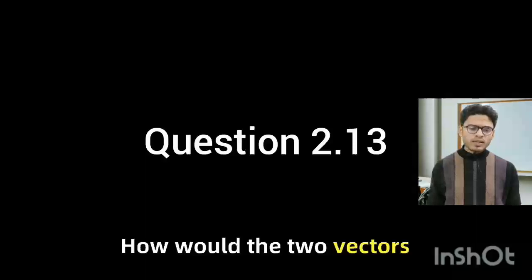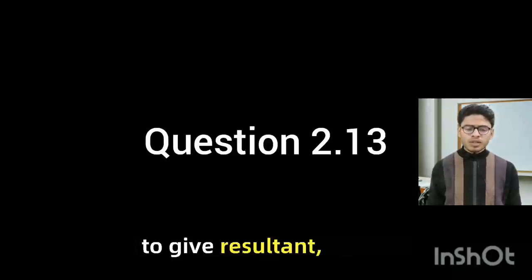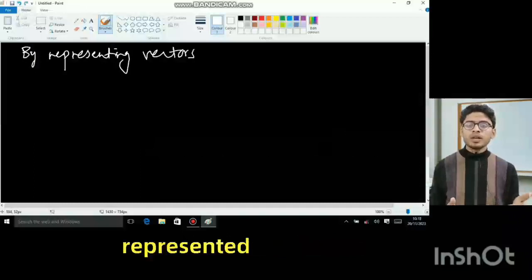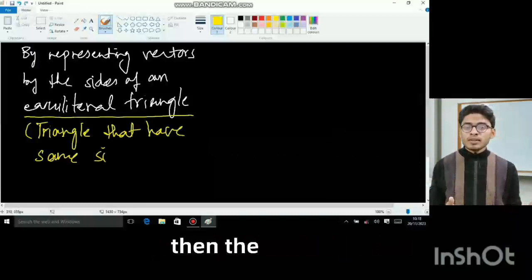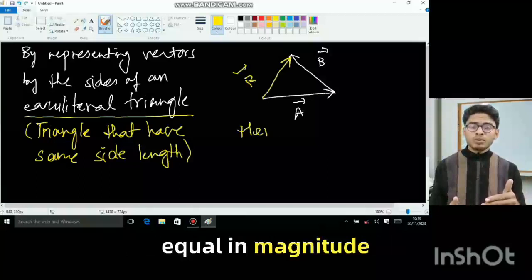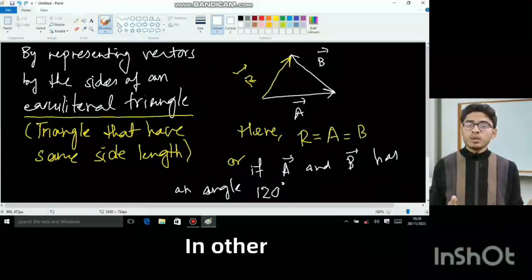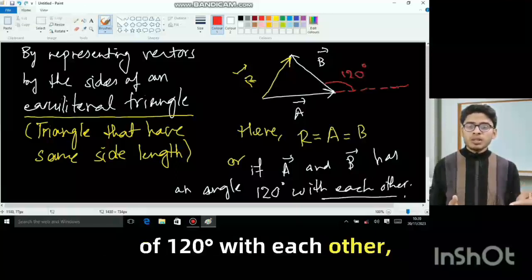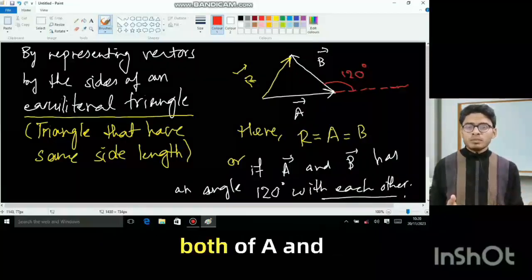How would two vectors of the same magnitude have to be oriented if they were to be combined to give a resultant equal to a vector of the same magnitude? If both vectors are represented by the sides of an equilateral triangle in cyclic order, then the resultant represented by the third side of the triangle will be equal in magnitude to both A and B. In other words, if vectors A and B make an angle of 120 degrees with each other, then the resultant will be equal in magnitude to both A and B.